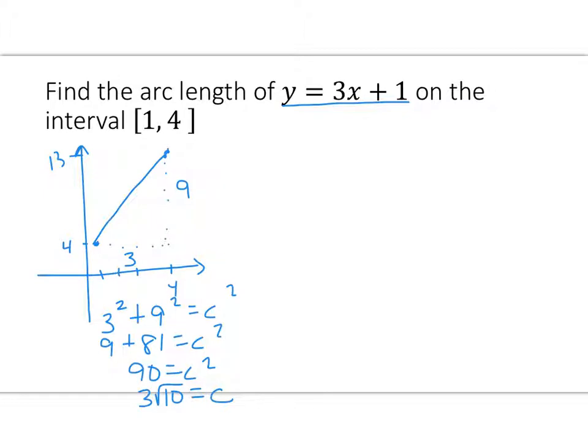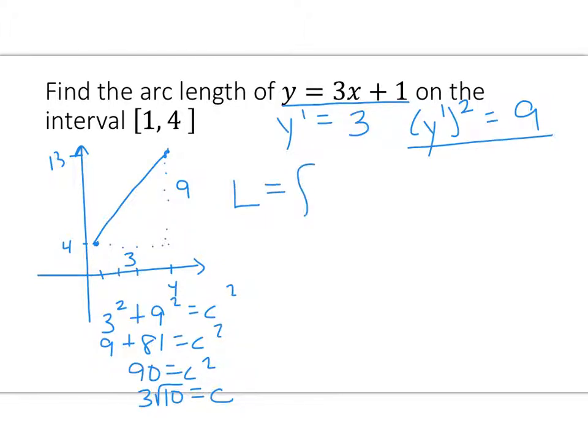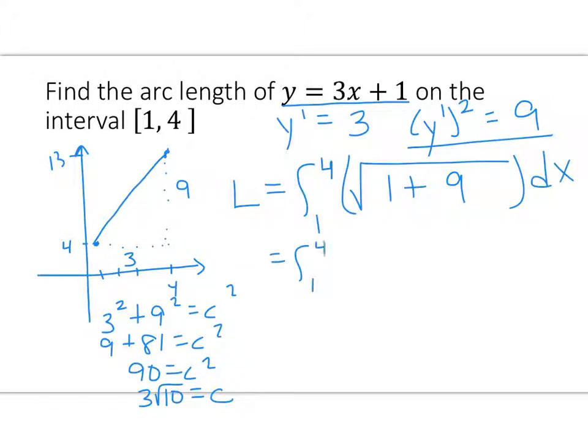So now we want to verify that this arc length formula works. So the first thing I need to do is find my derivative. So the derivative of 3x plus 1 is just 3. The second thing I need to do is take that derivative and square it. So 3 squared is 9. So this is what I'm going to use in my formula. So arc length is equal to the integral from my bounds 1 to 4 of the square root of 1 plus that derivative squared, so I'm plugging in my 9, dx. So this is the integral from 1 to 4 of the square root of 10 dx.